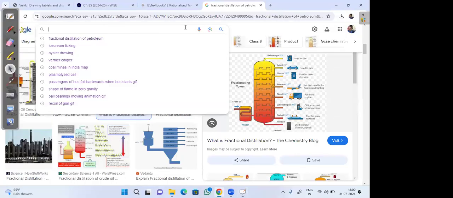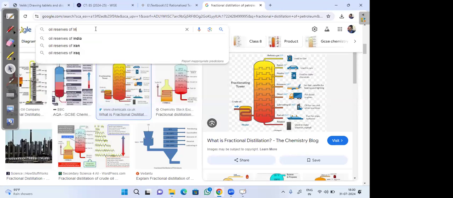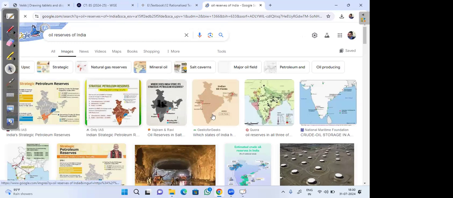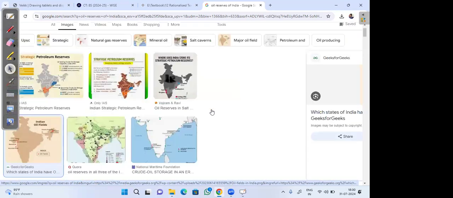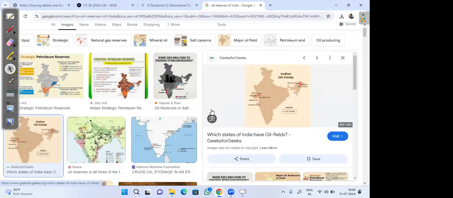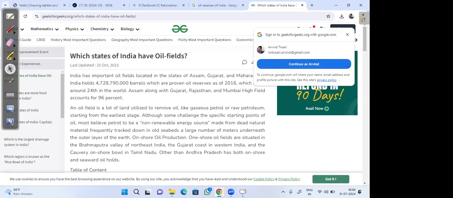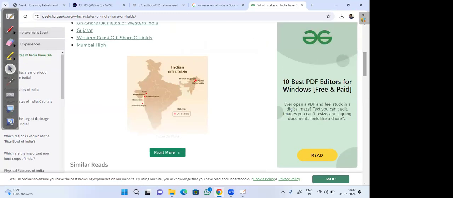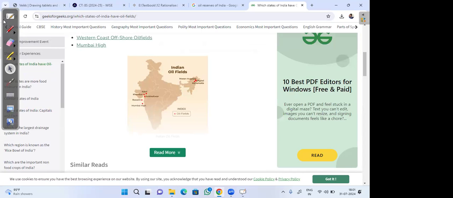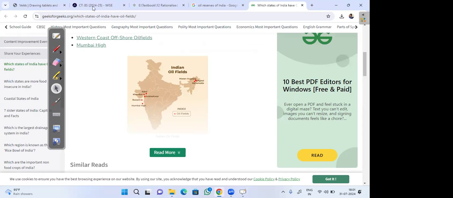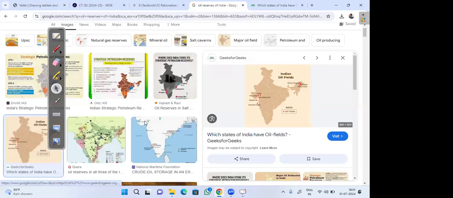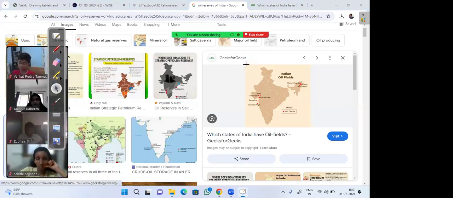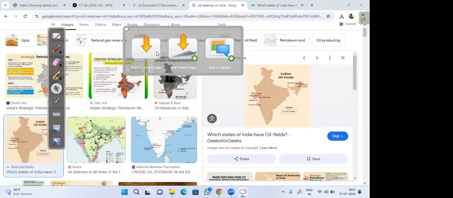Okay. So let's see. Oil reserves of India. Okay. Just I'll show the map. Hold on for 1 minute. Let me. Okay.